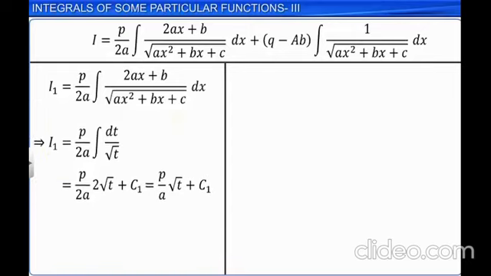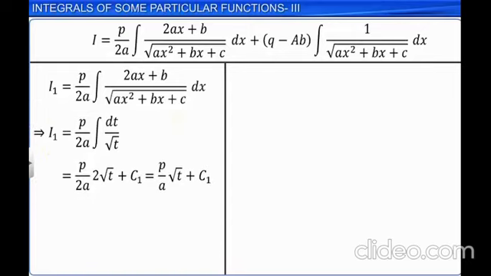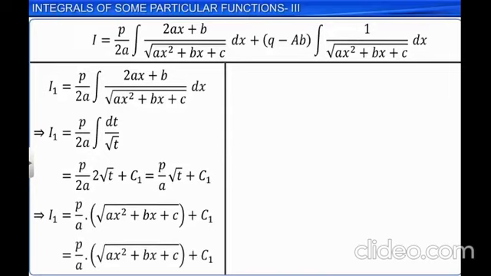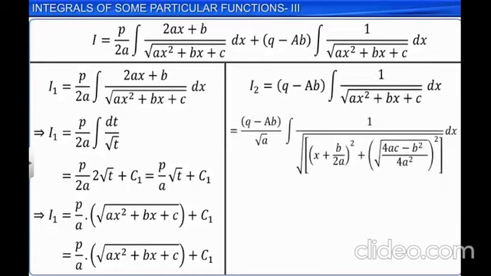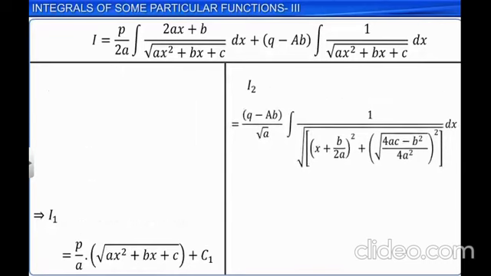By substituting t with ax² + bx + c, we get I1 equal to p/a into the square root of ax² + bx + c plus c1. The integral I2 has a quadratic equation in the denominator. This is similar to one of the forms of integrals shown here.